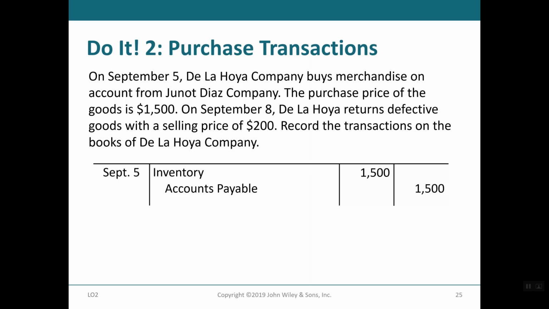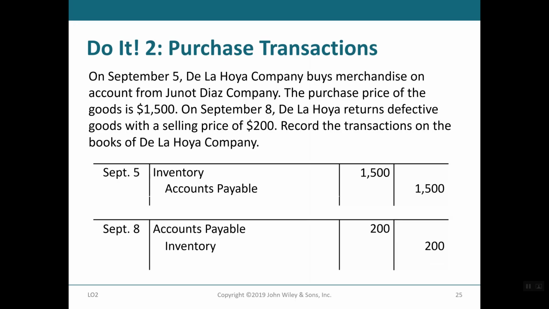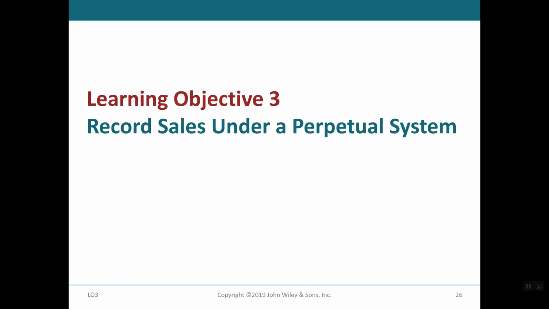So for the purchase, they bought inventory for 1,500. Again, an increase in our assets of 1,500 and an increase in our liability of 1,500, which gives us a credit. That's to record the buying of the goods. We're told that they returned the defective goods that cost $200. So that's a decrease in our liability of 200, which is a debit, and a decrease in assets, which is inventory, of 200, and that's why we credit it. And that's it.